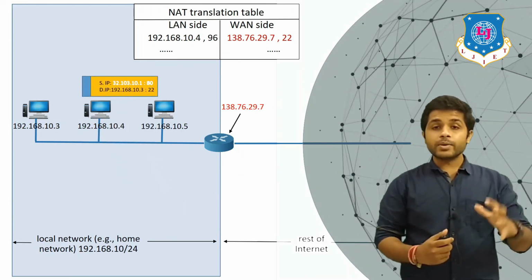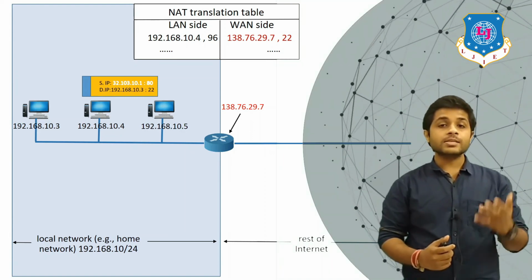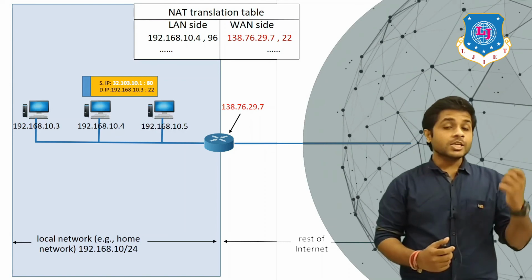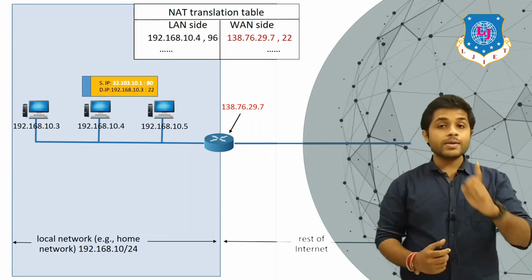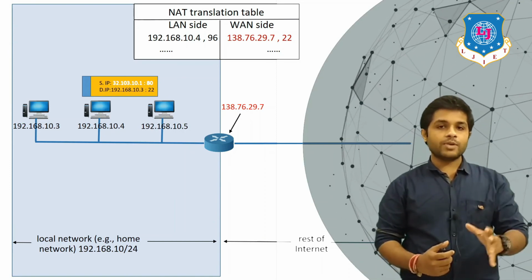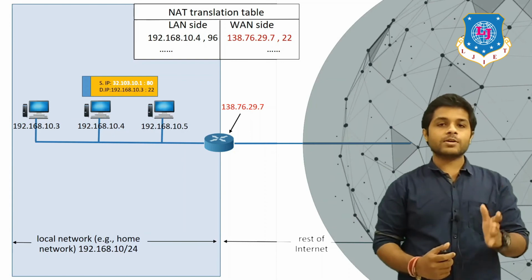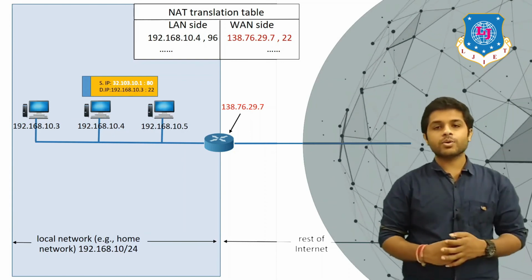So if we have created a local area network, and in that network each and every device has a private IP address, we can still connect over the internet using only one public IP address. That is the main advantage of using network address translation. So this is how network address translation works.